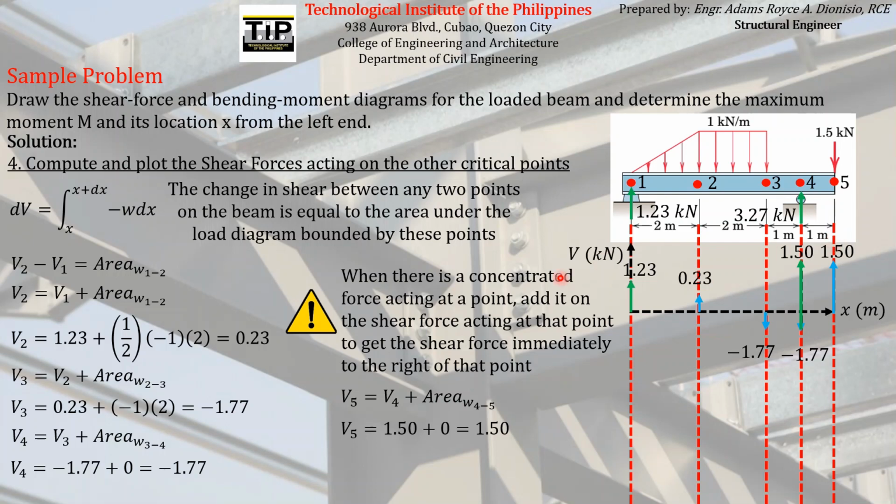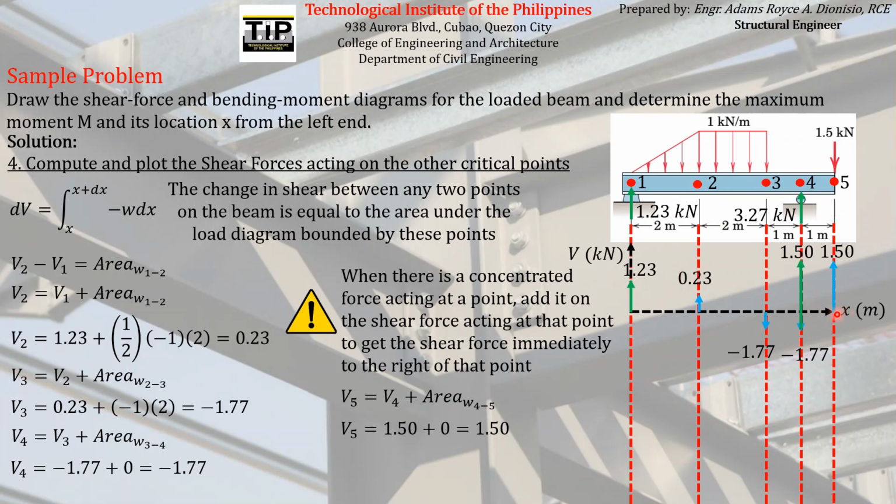But then again, according to this statement, there is another concentrated force acting at point 0.5. So we just have to add that to the shear force acting on the same location. This is positive 1.5 and this is negative 1.5 because it points downward. So the sum is equal to 0. Actually, that is how you will check if your shear force diagram is correct or not.